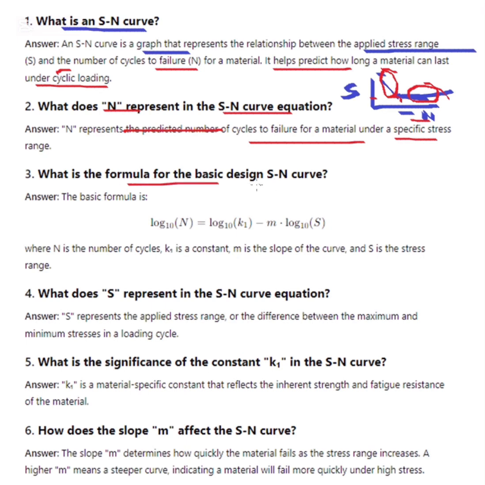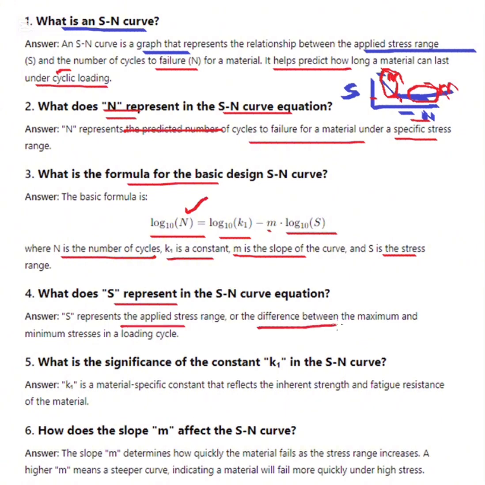What is the formula for basic design of SN curve? This is the formula: log N equal to log K1 minus m into log S. m is the slope, m equal to 3 here, this is m equal to 5. Where N is the number of cycles, K1 is a constant, m is the slope of the curve, S is the stress range. What does S represent in SN curve? S represents the applied stress range, or the difference between the maximum and minimum stress in a loading cycle.